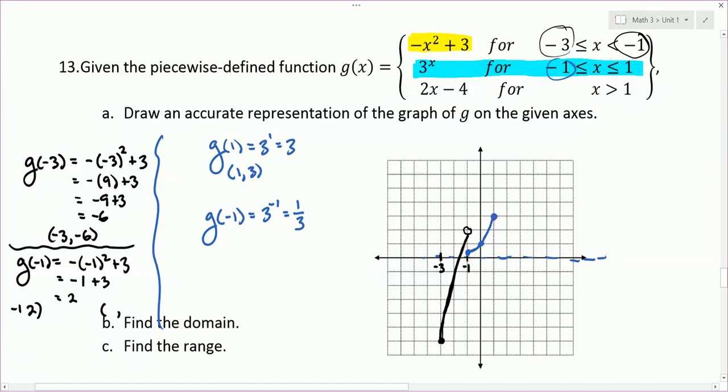We want closed circles at the endpoints because we have the less than or equal signs, both less than or equal signs between -1 and 1. Done with that piece.